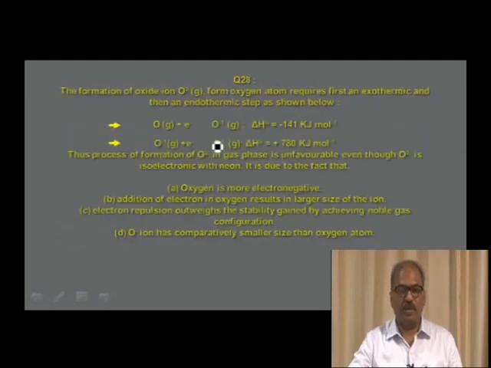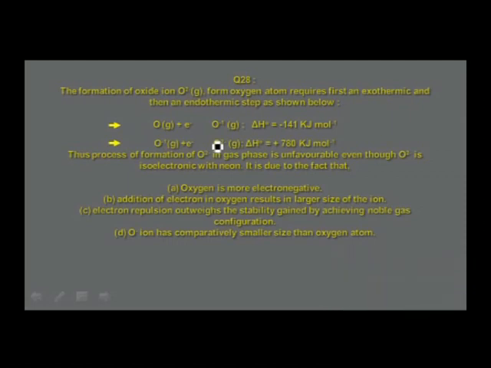Now we shall go to the next question. A very interesting question we have. The formation of oxide ion O2- in gaseous phase from oxygen atom requires first an exothermic and then an endothermic step as shown below. O in gaseous phase plus electron gives O minus, delta H naught is equal to minus 141 kilojoules per mole. O minus in gaseous phase plus electron gives O2 minus in gaseous phase, delta H naught is plus 780 kilojoules per mole.